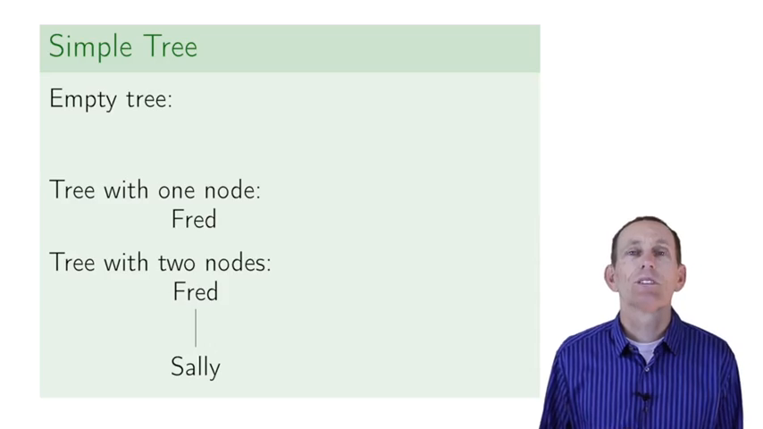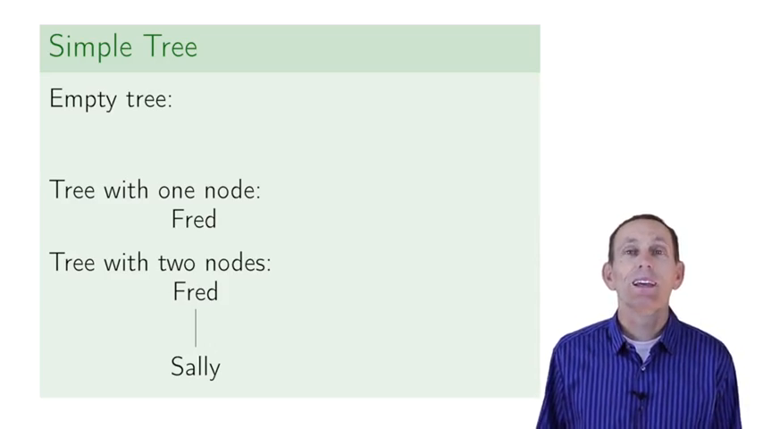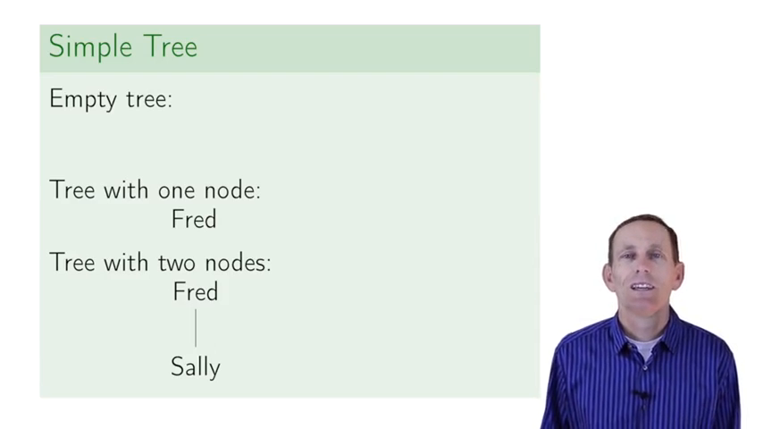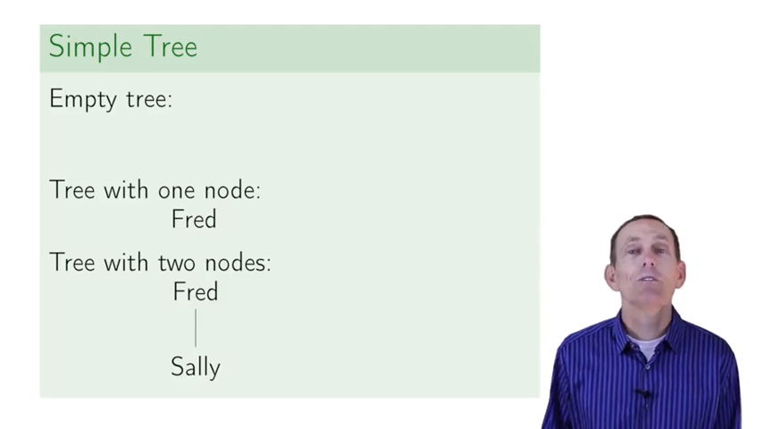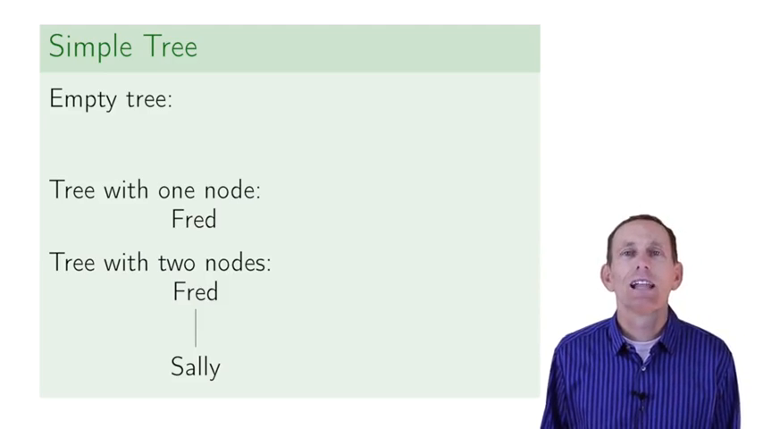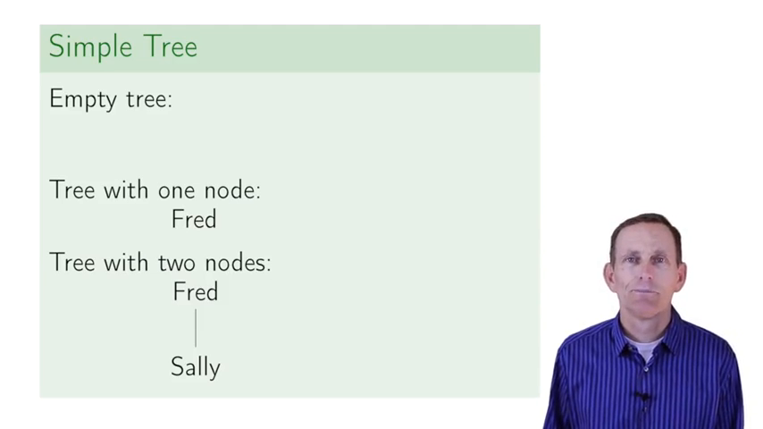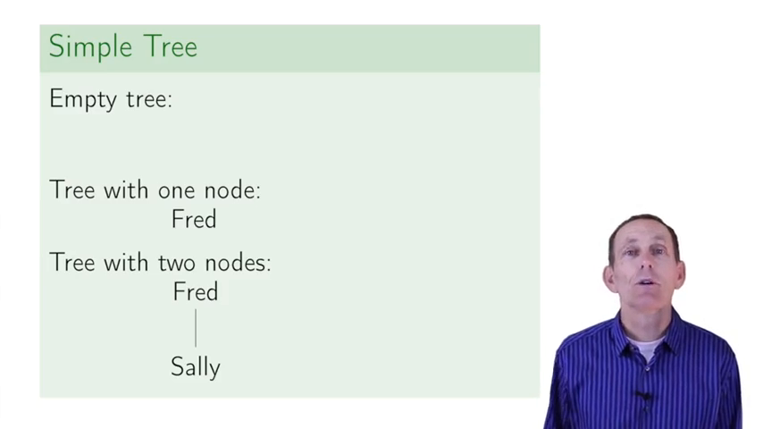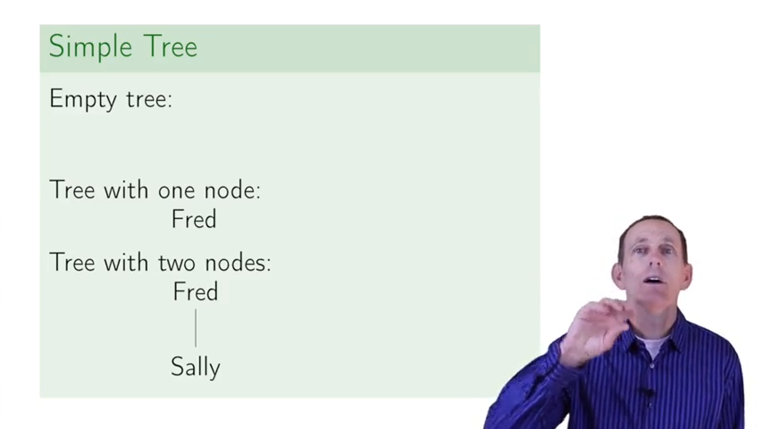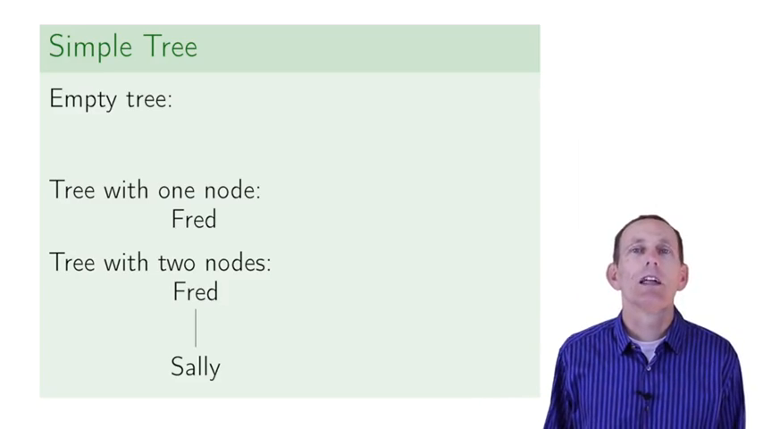So let's look at some other examples. An empty tree, well, we don't really have a good representation for that, it's just empty. A tree with one node is the Fred tree, and it has no children. A tree with two nodes is a Fred with a single child, Sally, that itself has no children. In computer science, commonly trees grow down, so parents are above their children. So that's why we have Fred above Sally.